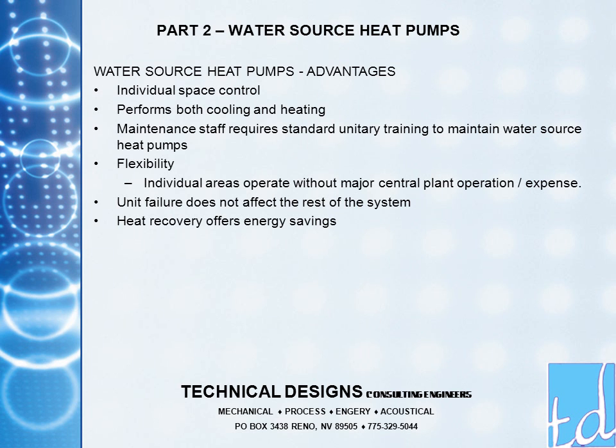So a heat pump is basically a device that transfers heat from one substance to another, and a heat pump that transfers heat from air to water and vice versa is called a water source heat pump. Advantages of the water source heat pump are individual space control, performs both heating and cooling, standard DX training to maintain units, flexible to operate one or two units without a full central plant operation, redundancy, and heat recovery, which we will cover next.